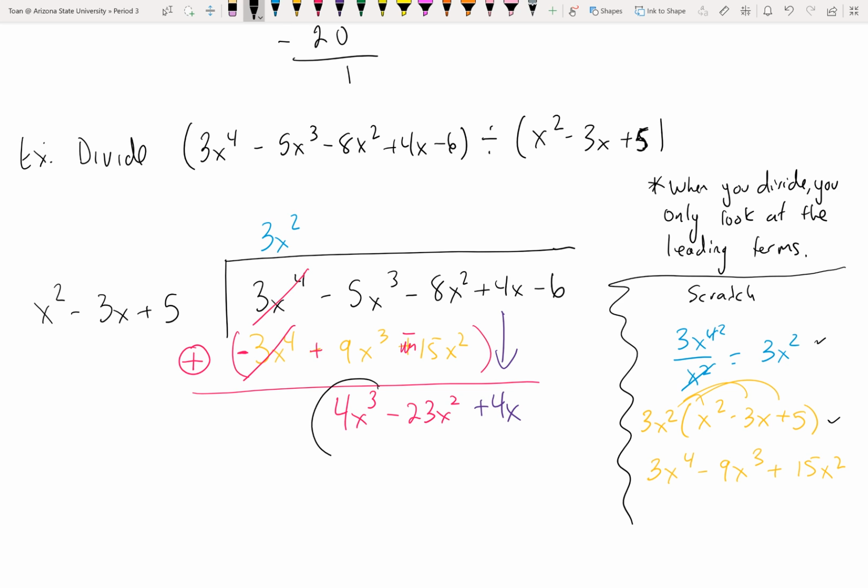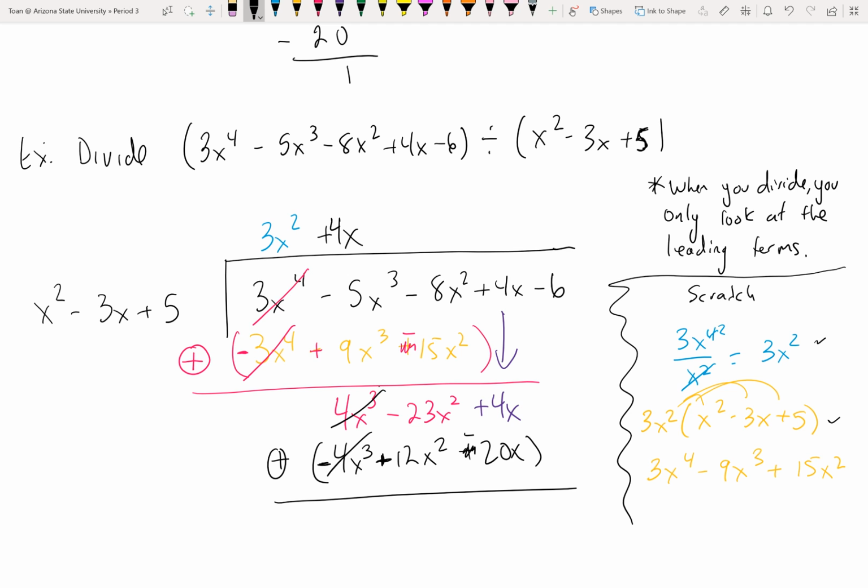So we divide. You only look at the first terms. So 4x cubed divided by x squared is a positive 4x. You multiply. You take the 4x and you multiply with the whole divisor. So distribute the 4x, you get a 4x cubed minus 12x squared and a plus 20x. I'm going to subtract. I know myself, I'm a student that makes mistakes when it comes to subtraction. So I'm going to change it to a plus and then just flip all the signs.